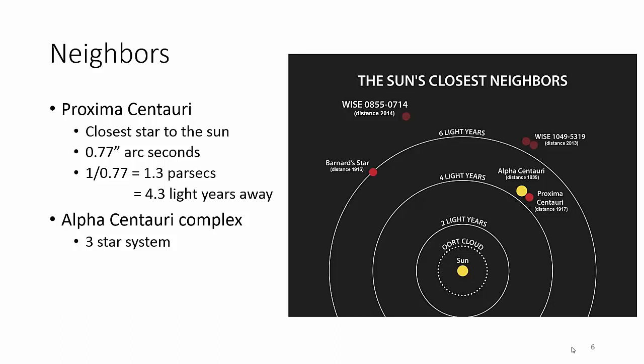In this system, the Alpha Centauri system, there's actually 3 stars in there. And then you can see it's 6 light years away. We have Barnard's star, then we have WISE, and then we have another WISE.